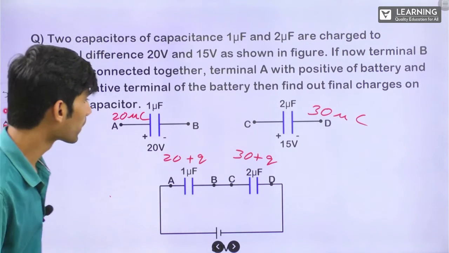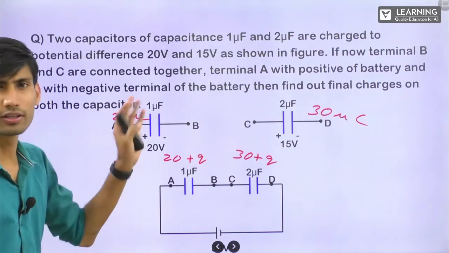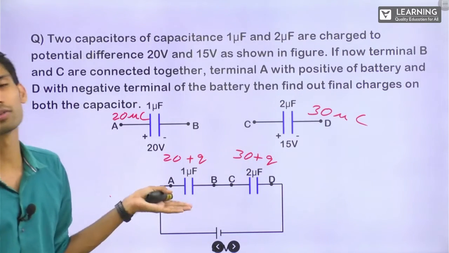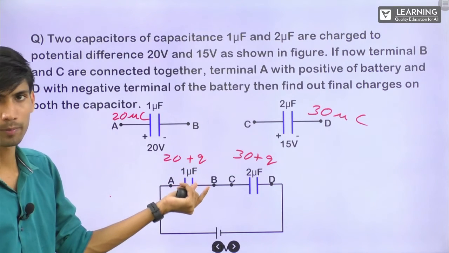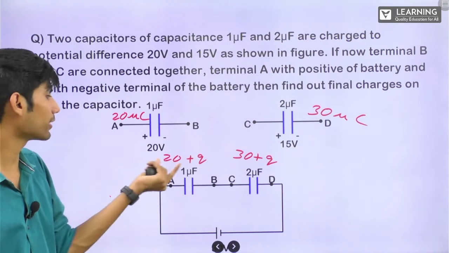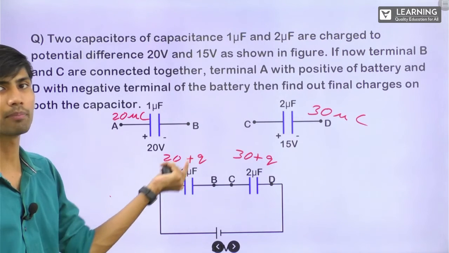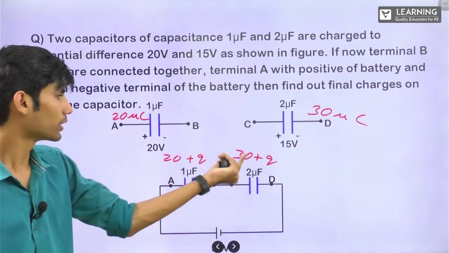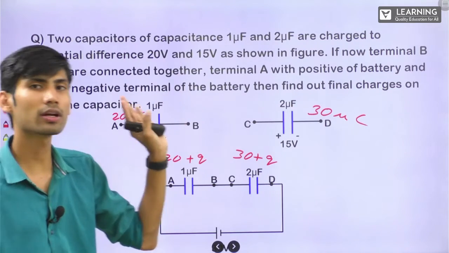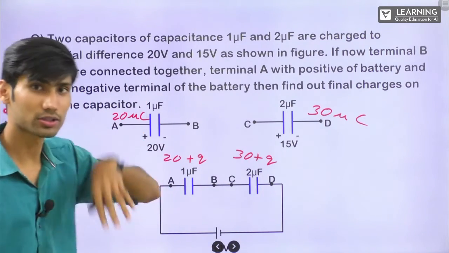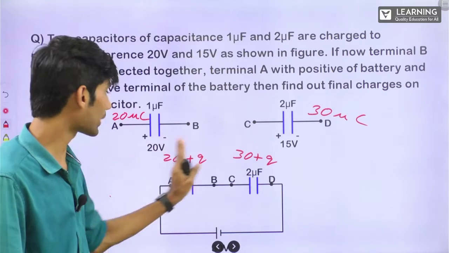Clear? Now we need not worry about whether this charge will be positive or negative. Finally, you will get the value of this charge. Okay. If this Q comes as negative, anyways, you will add 20 plus some negative value, which will be subtracted only. 30 plus some negative value will be subtracted only. So you need not worry about whether the charge is added or reduced. You just have to write like this always.